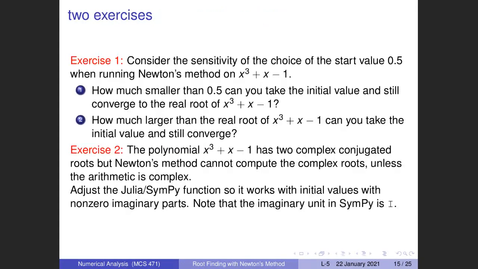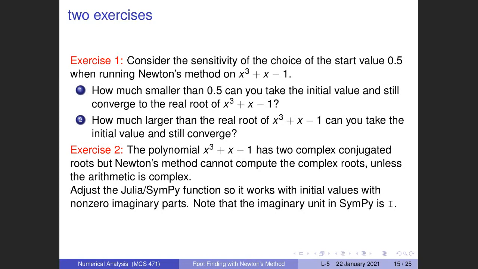Time for some exercises. So the first exercise starts by asking to explore the sensitivity of the start value. The root was kind of 0.6, and we started at 0.5. What if, instead of 0.5, we would start at 0.25? How fast will it then still converge? Or what if we start at minus 0.5? We will still converge then. Or minus 2. So on the real axis, what if we would go further and further to the left of this?